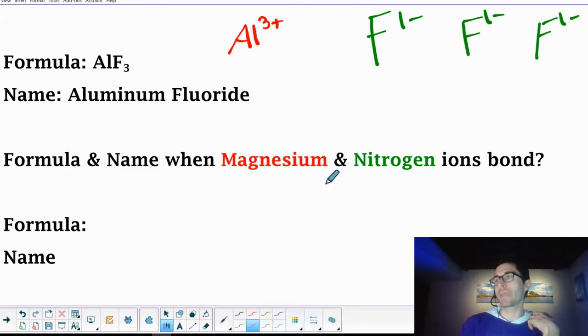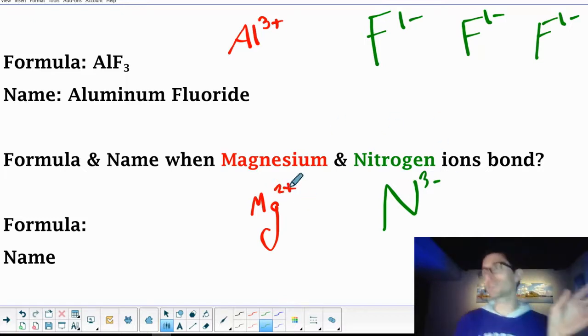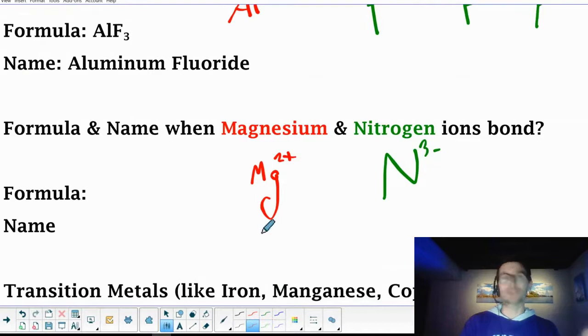Magnesium and nitrogen. So on my periodic table, magnesium is a 2 plus. It's on the left side, and nitrogen is a 3 minus. So the 2 plus and the 3 minus, or the 3 plus and the 2 minus, these ones are a little bit iffy. They take a little bit more time because it's harder to get them to even out. But with enough practice, you'll understand how it works.